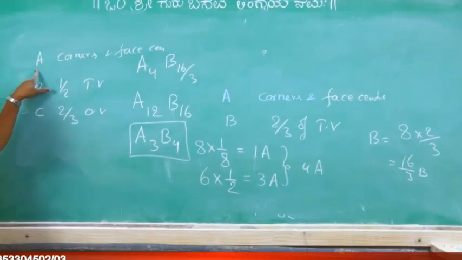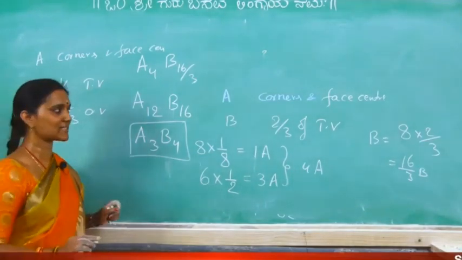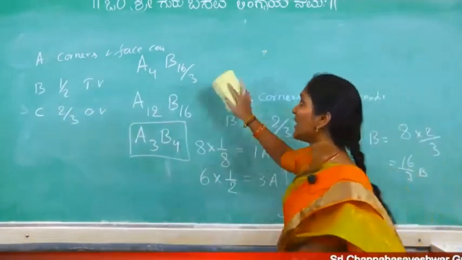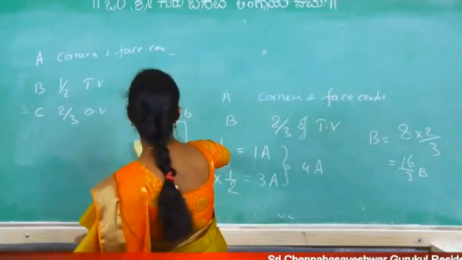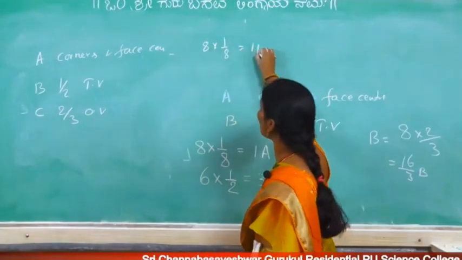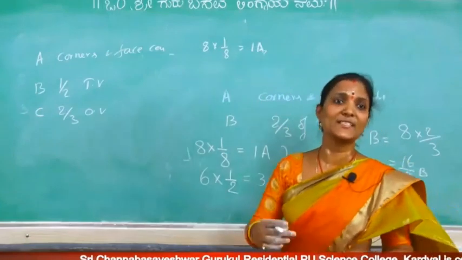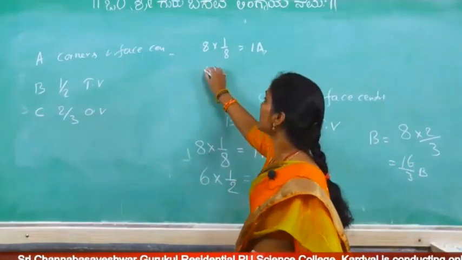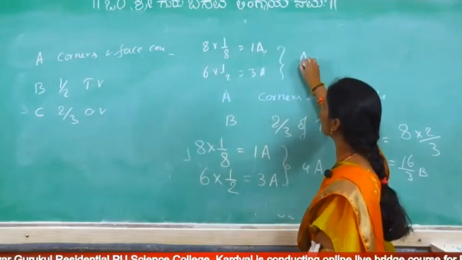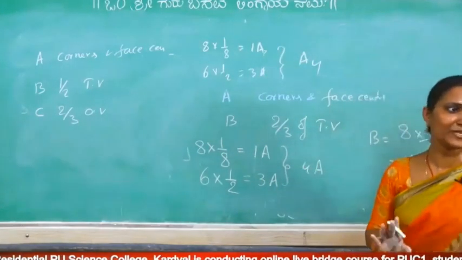How many A? Very easy problem, sir. Corners: how many corners? 8. 8 into 1 by 8 is equal to 1A from corners. And also face centers. How many face centers? 6 into 1 by 2, that is 3A. Total number of A is 4A. A4 we are getting.